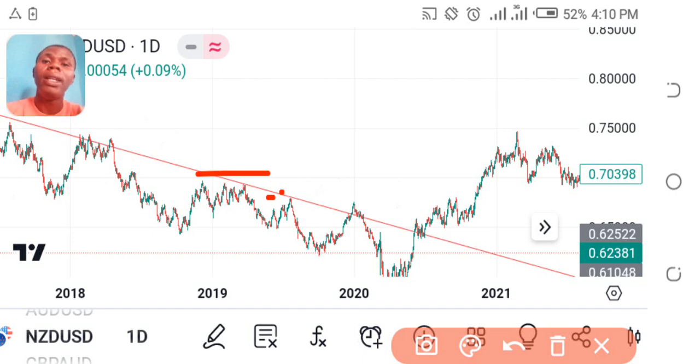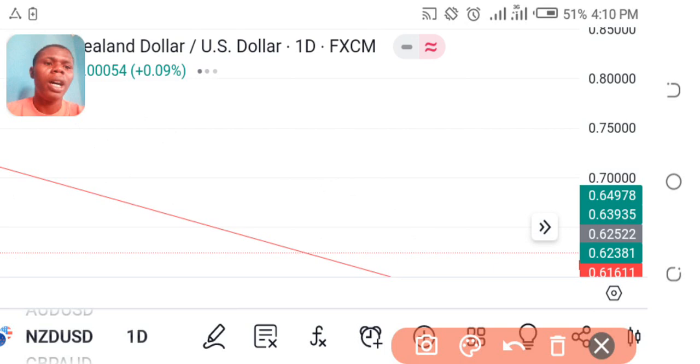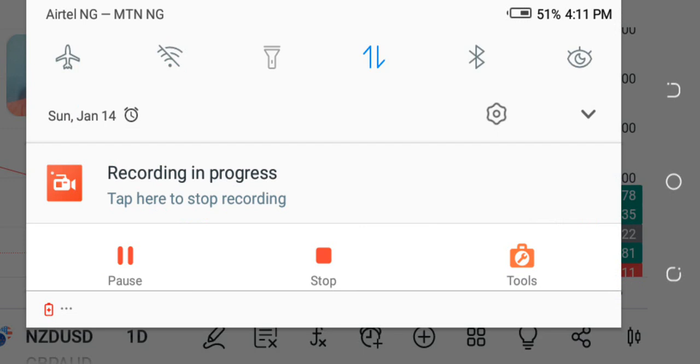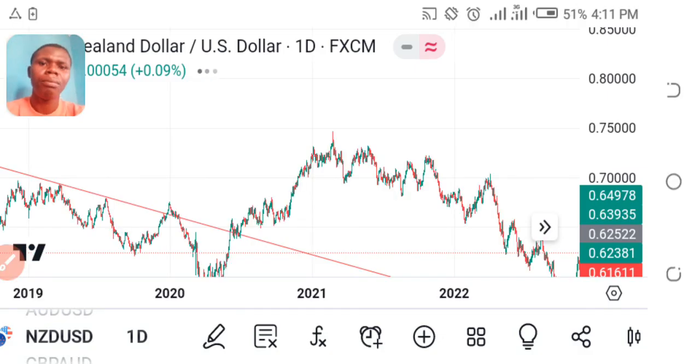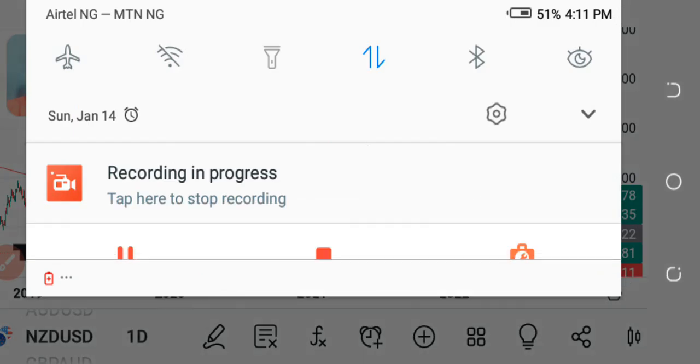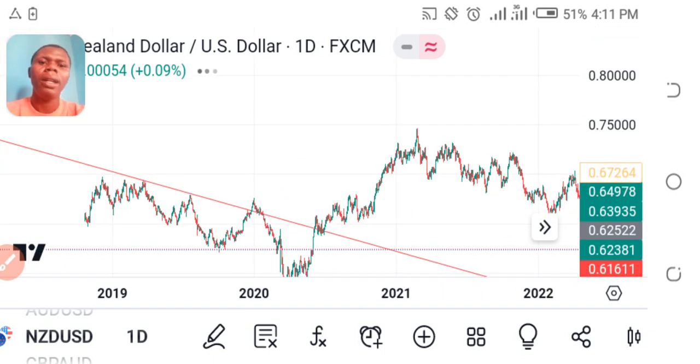Now the next one is, we talked about market structure, we have talked about area of value, we have talked about entry strategy, and now the next one we want to talk about is entry triggers. Now what is an entry trigger? An entry trigger is actually a signal for you to place your trade.